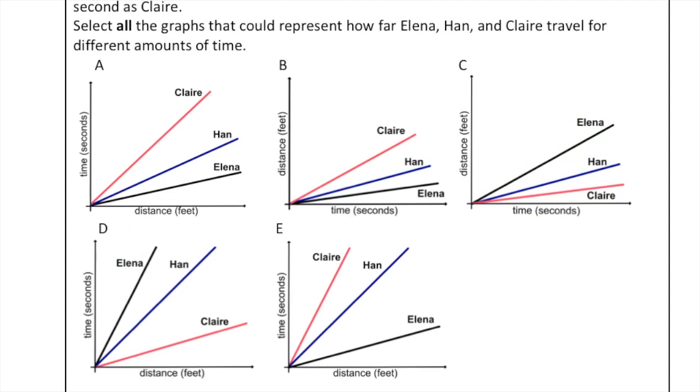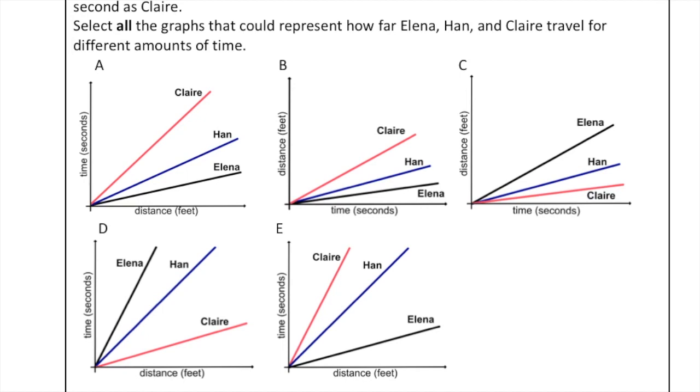All right, let's take a look at part A, number 2. So this says Elena runs twice as far in feet per second as Han. Han runs twice as far in feet per second as Claire. Select all the graphs that could represent how far Elena, Han, and Claire travel for different amounts of time.